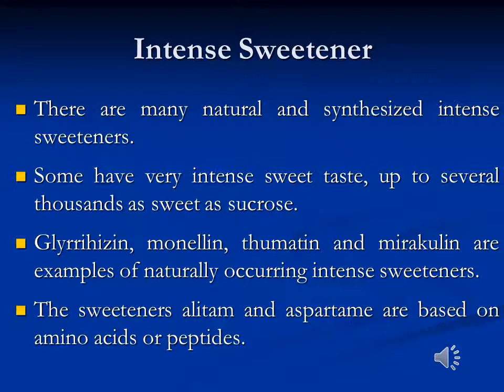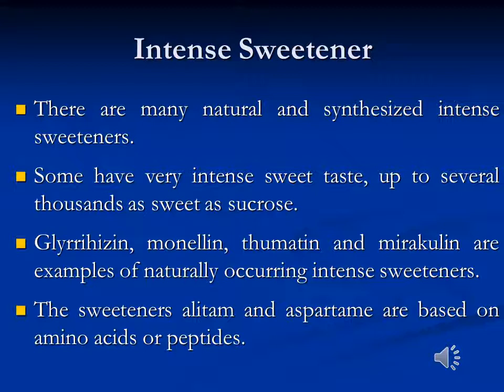Intense sweeteners. There are many natural and synthesized intense sweeteners. As the name implies, intense means that they are very intensely sweet. They have a very intense sweet taste, up to several thousand times as sweet as sucrose. An example of this: if you taste a regular soft drink like Coca-Cola or Pepsi and a zero sugar soft drink, you will feel that the zero sugar one, which has a sugar substitute, has a very intense sweet taste, more than the regular soft drink.